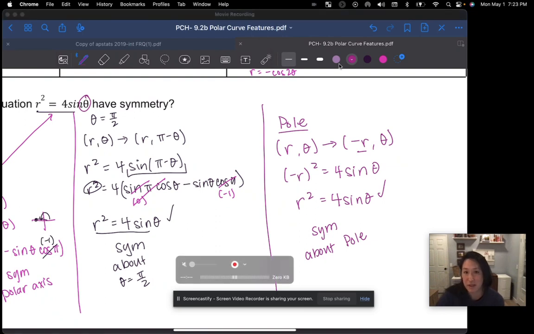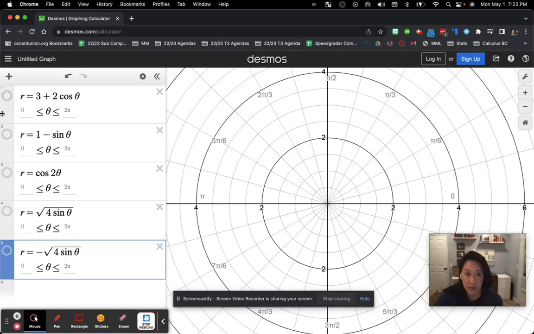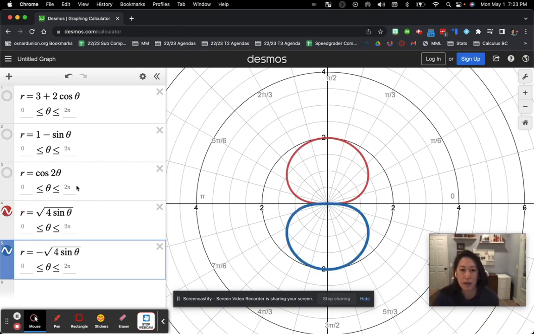Okay, so what does this graph look like? Well, let's see. I have this graph right here. In Desmos, you do have to get r by itself. So since we unsquared the r, I put two equations: the positive square root of 4 times sine of theta and the negative square root of 4 times sine theta. Together the graph looks like this. You can see if I draw the line at the polar axis, we have vertical symmetry, we have horizontal symmetry, okay?